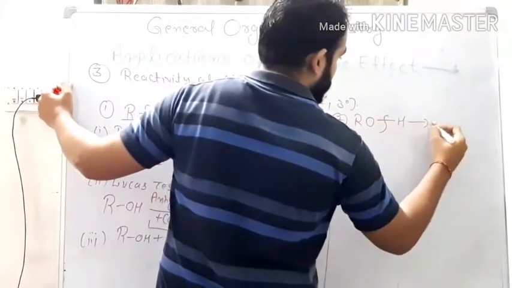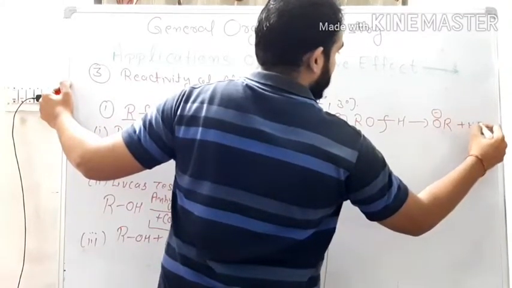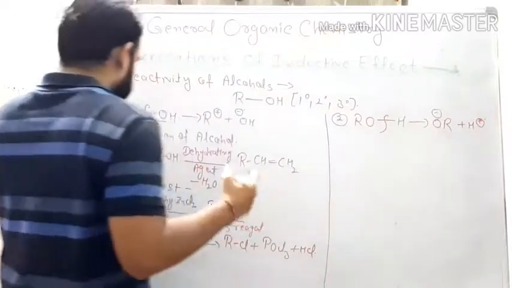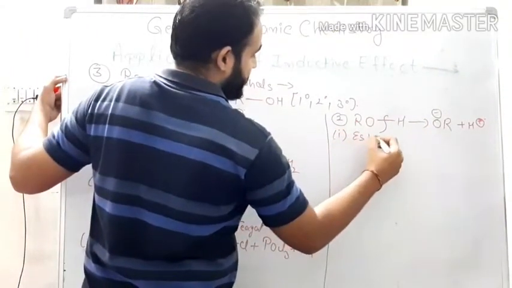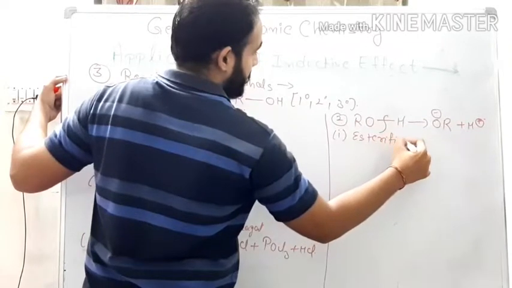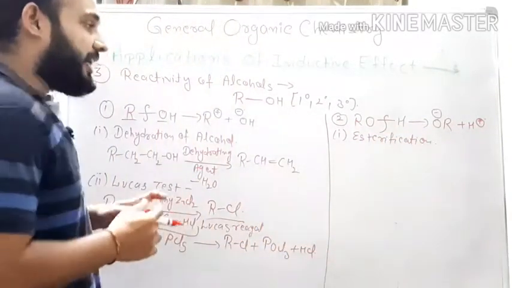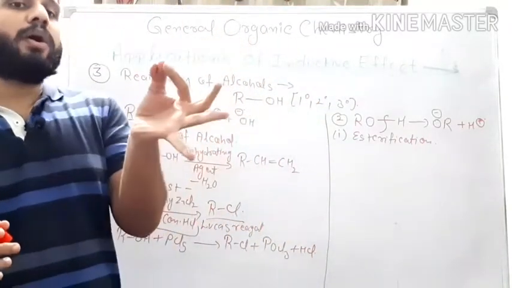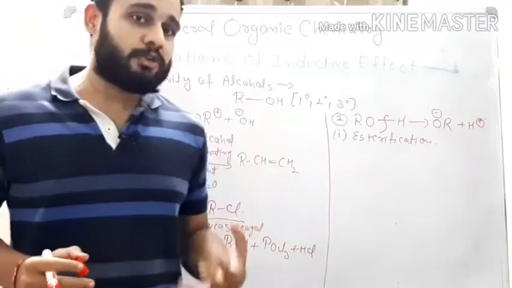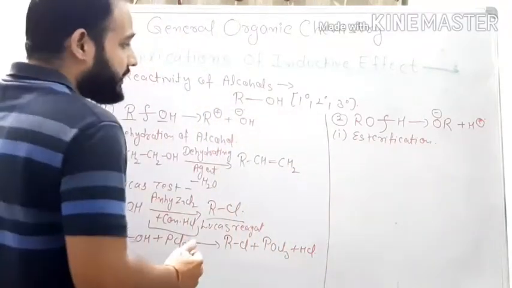here we have alkoxy anion plus H plus cation as a product. So the first example of this reaction is esterification. Now what is the esterification reaction, friends? In esterification reaction, we react alcohol with an acid in the presence of concentrated H2SO4 and the formation of ester occurs.